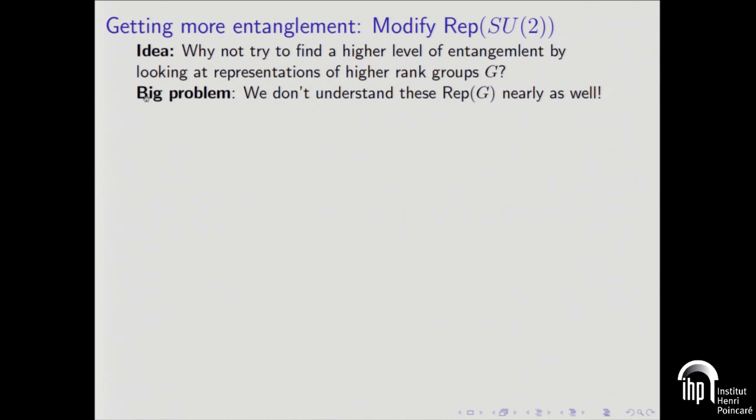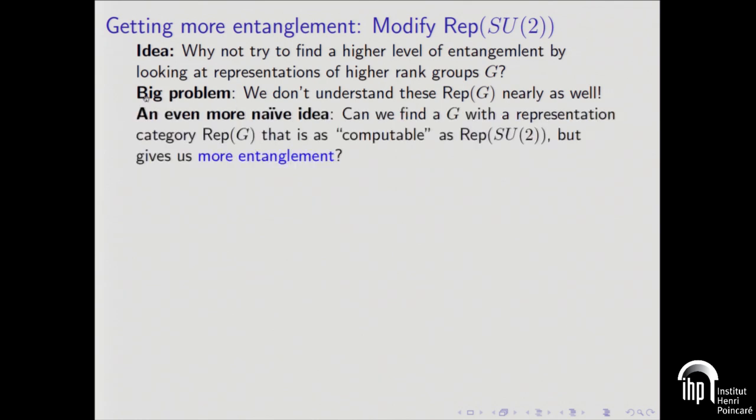But there is an issue here, and it's an embarrassing issue mathematically. We really don't understand the representation categories in full, to the same level that we do for SU2, for any of these higher rank groups. In particular, if you want to look at tensor products of quantum channels associated to these groups, you need to understand the Clebsch-Gordan theory and also things like 6j symbols. And beyond SU3, these quantities aren't even known. So going to groups of higher rank is not a convenient thing in our situation.